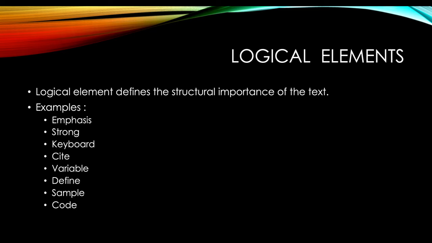The next one is the cite element. The cite element is used to specify a citation, titles of books, movies, and names of external resources. Next comes the variable. The variable is used to define a variable name in a programming language, and the text is displayed in italics in the web page.